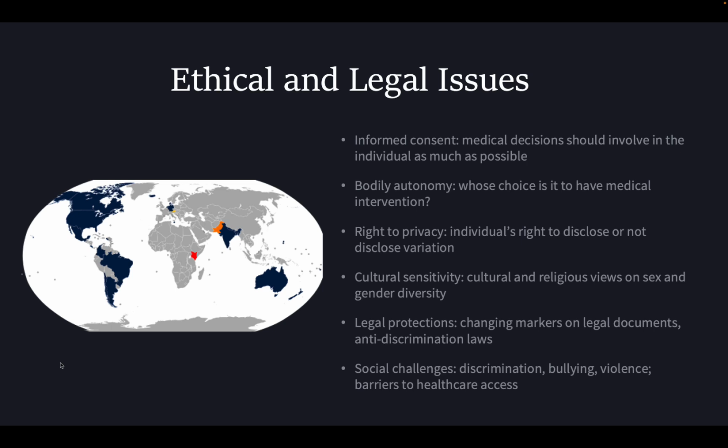So do you give them, as the next step, bodily autonomy? Do you give them the option to choose as they get a little bit older? You can think about the right to privacy. At what point is it an individual's right or responsibility? Do they have a responsibility to disclose any sort of variation?